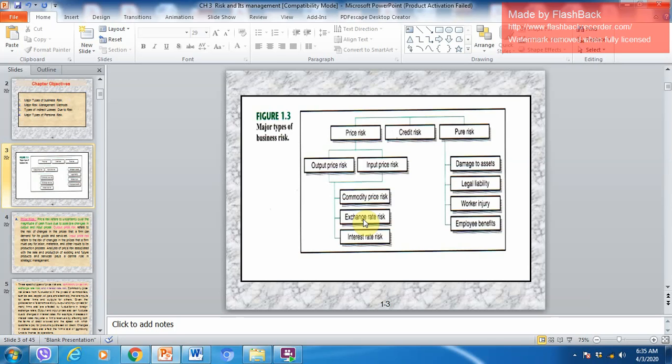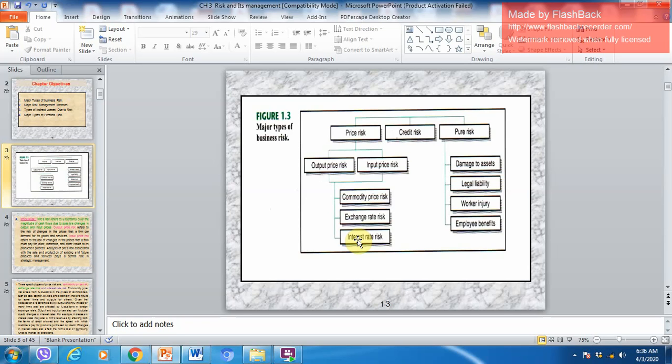Now the third point under price risk is interest rate risk. Output and input prices also can fluctuate due to changes in interest rates. Interest means riba, in Arabic we call it riba. Interest is the additional amount that you pay to the bank upon the principal amount.